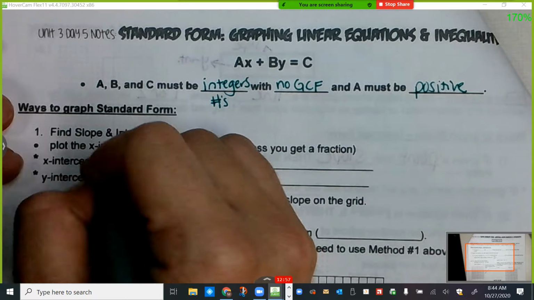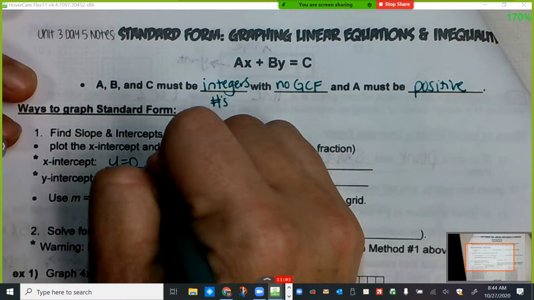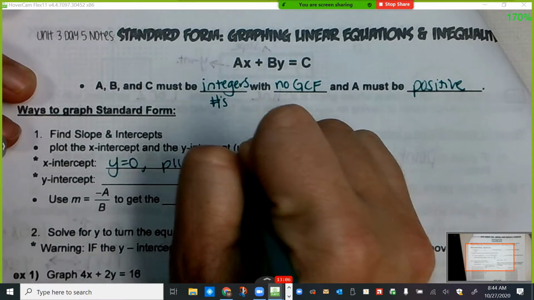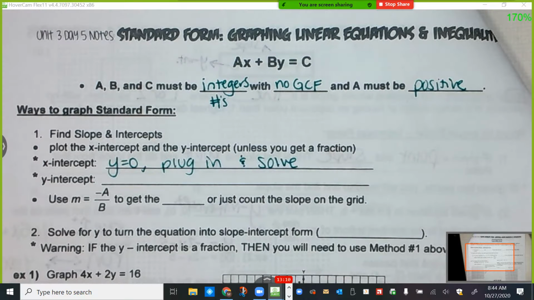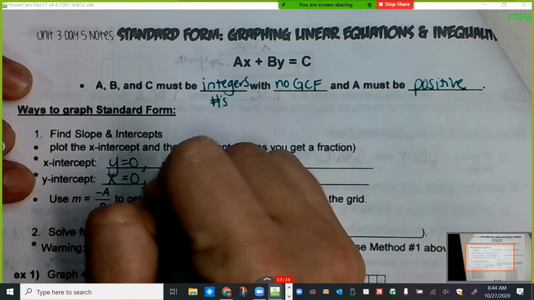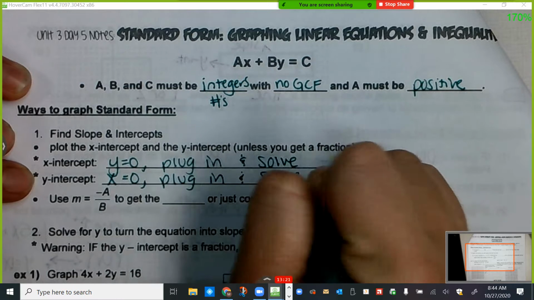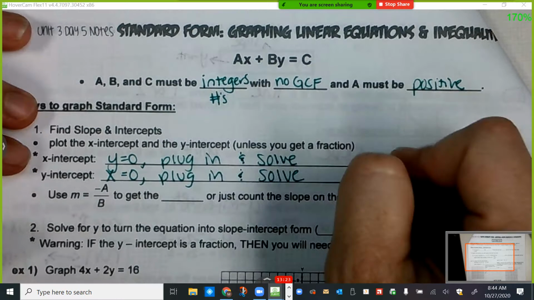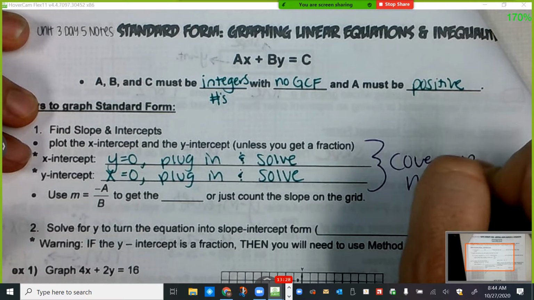So x-intercepts, isn't y equals 0 for an x-intercept? Right? So plug it in and solve. And guess what it's going to give you? Your x-intercept. X-intercepts are where y equals 0, so it's going to give you that intercept. Okay, and then y-intercepts are where x equals 0. So again, you'll plug in and solve. Okay, we also call this the cover-up method, and I'll show you why in just a second.